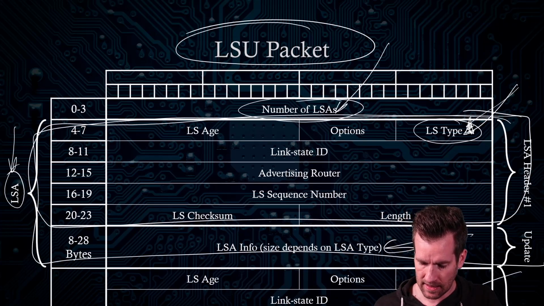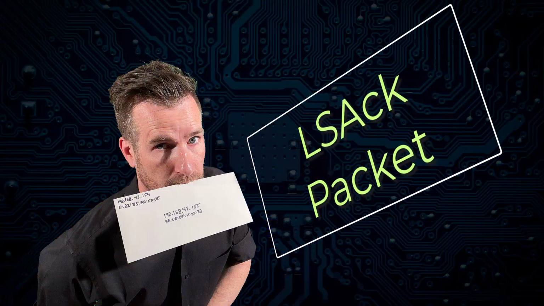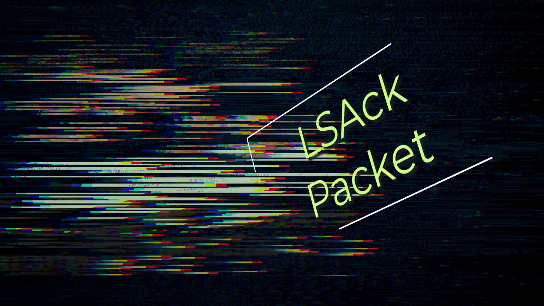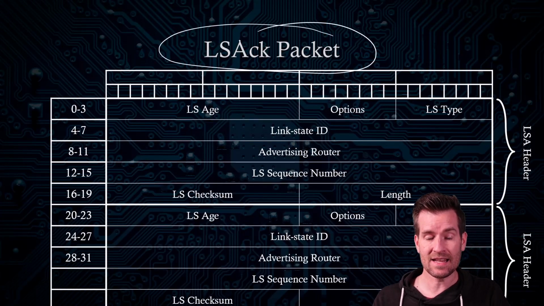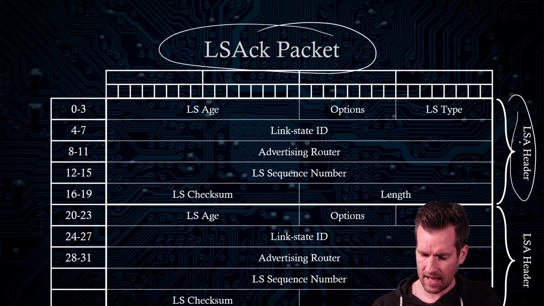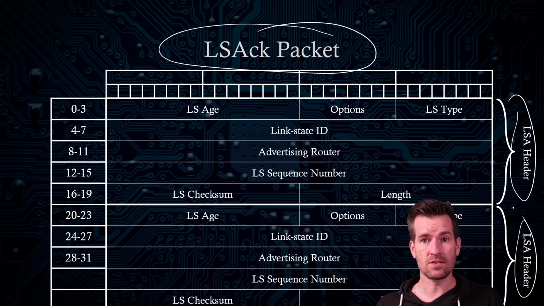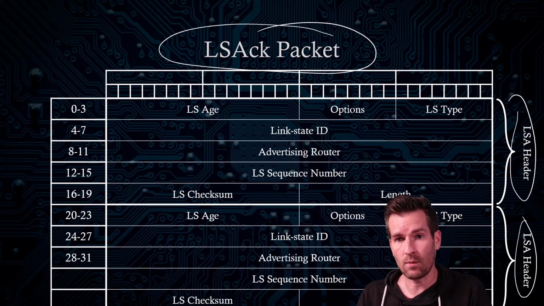And we can see the beginning of another one down here. And then that information is acknowledged with a link state acknowledgement. The link state acknowledgement just has the LSA headers of each of the link states that was sent to that router.